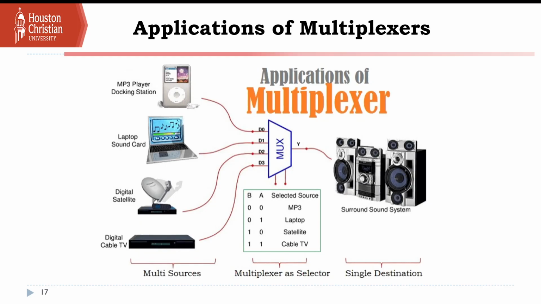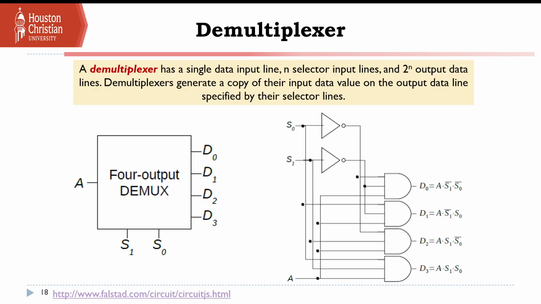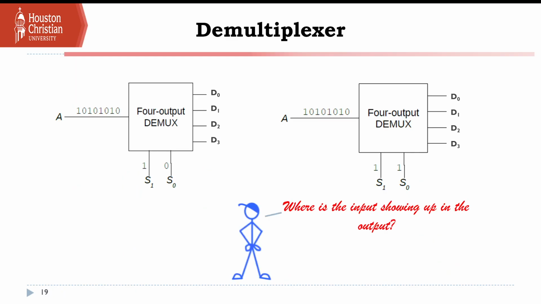Opposite to multiplexers, you have the demultiplexer, which has a single data input line, selector input lines, and 2 to the n output data lines. So right here you have A as your input, S1 and S0 as your selector lines, and 4 output lines. The input will show up in the output depending on the value of the selector lines.